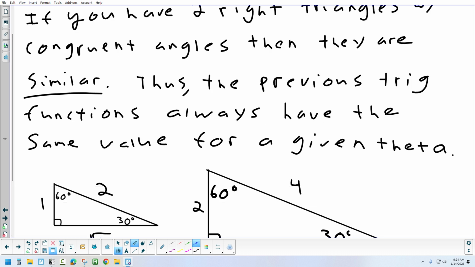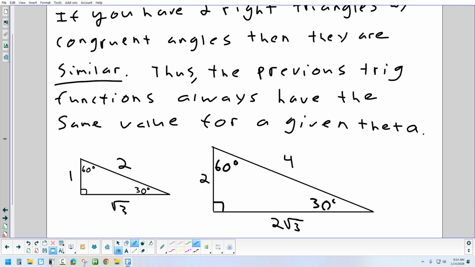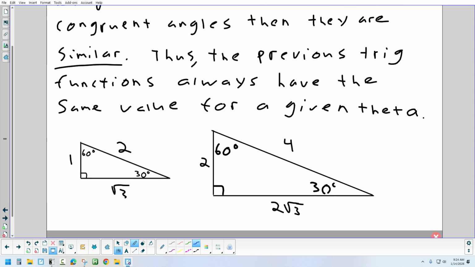Okay, so here's an example with sides that are accurately labeled. These are all correct. And let's say we wanted to find the sine of 30 degrees. Let's do the small one first. What would be the sine of 30 degrees using the numbers in the small triangle? Yep. 1 over 2. Opposite over hypotenuse.